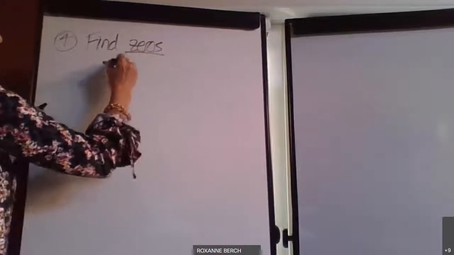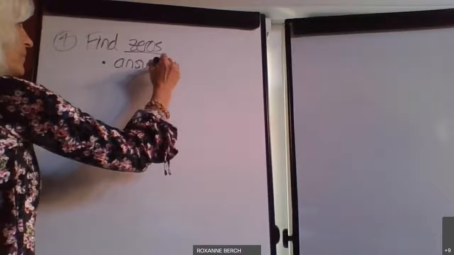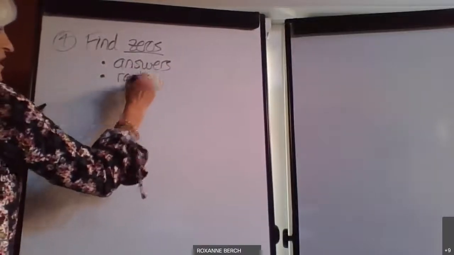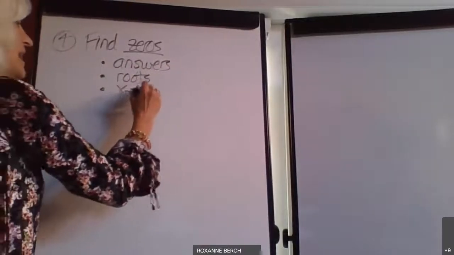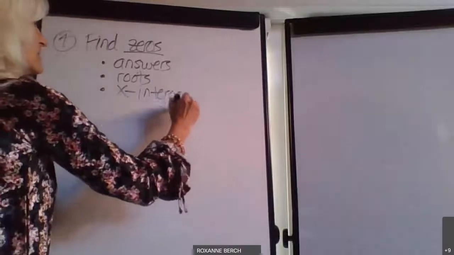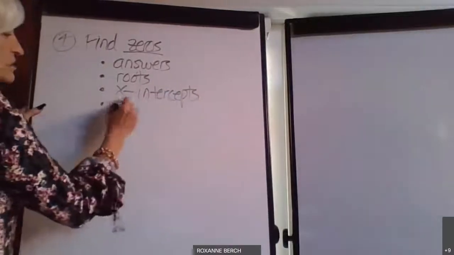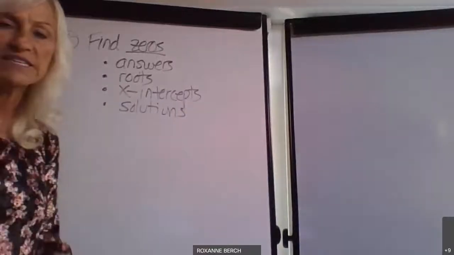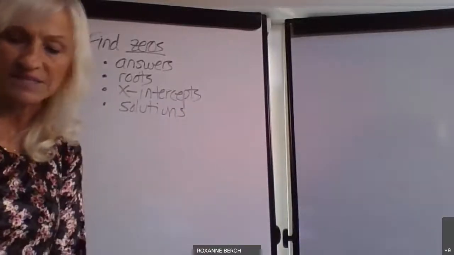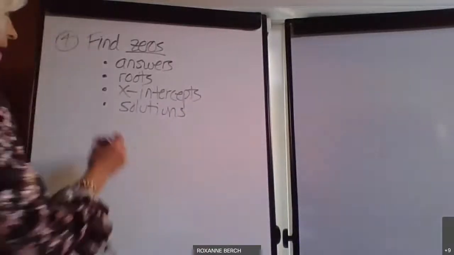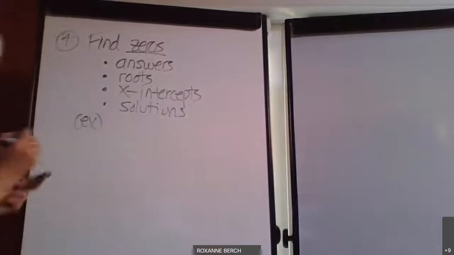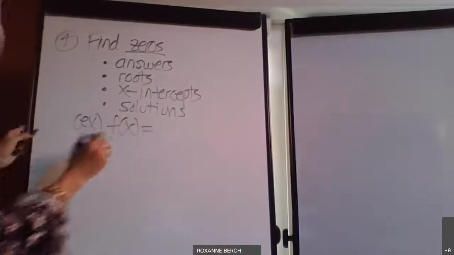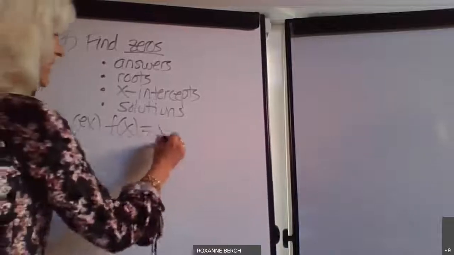And these zeros are called answers. And these zeros are called roots. And these zeros are called x-intercepts. And these zeros are called solutions. But regardless, this is where the graph is crossing the x-axis. So that means we might have to factor to break down the polynomial. So this is a cubic.